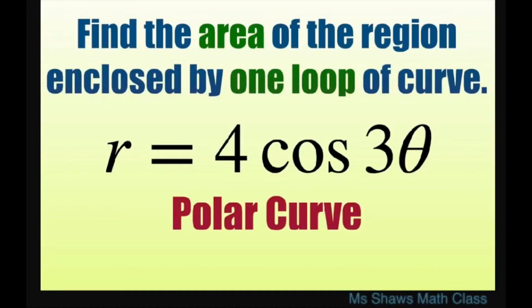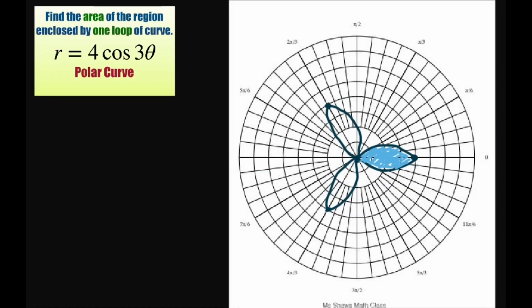Everyone, we're going to find the area of the region enclosed by one loop of the curve r equals 4 cosine of 3 theta. This is a flower with 3 petals. I did a little sketch here, and I'm going to use this one. So I traced it out a little bit, just a sketch.